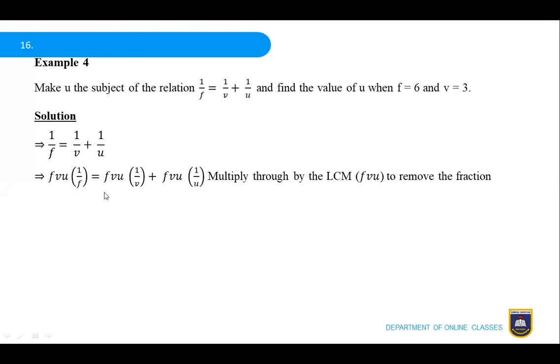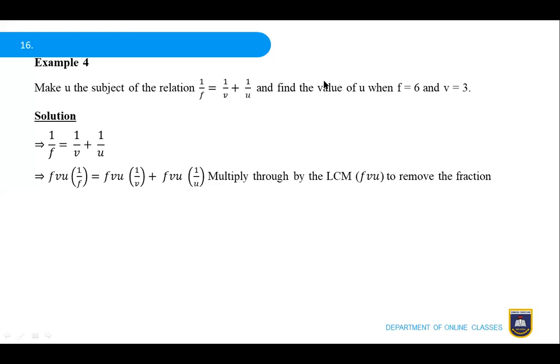We have fractions, and our LCM here is FVU. So we multiply each of the fractions by FUV. Please, if I mute you, do not unmute yourselves, okay? And that gives us FVU times 1 over F equal to FVU times 1 over V plus FVU times 1 over U. We are multiplying through by the LCM to remove the fraction.